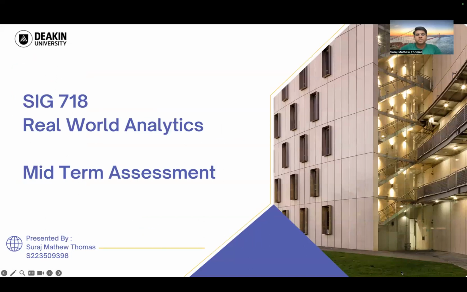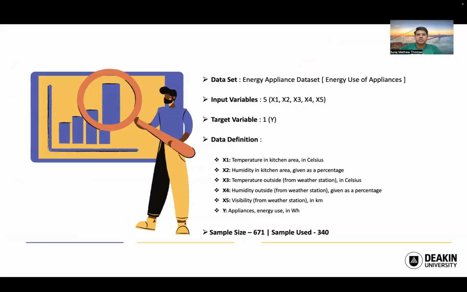Now, the data set that is given is the energy appliance data set, which tells us how much energy is consumed by these appliances based on a set of input data. The input data is X1 to X5, which are the temperature of the kitchen area, humidity of the kitchen area, temperature outside the weather station, humidity outside the weather station, visibility from the weather station, and finally the target variable, which is Y. The sample size that was given is 671 observations.